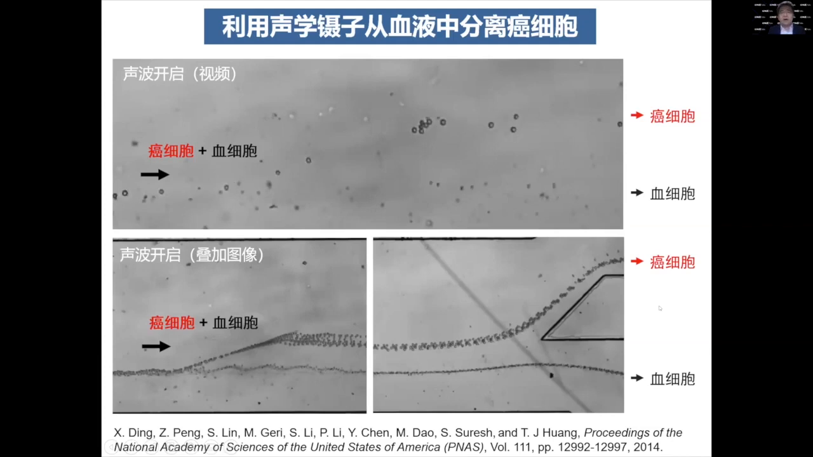And then we took our technology and did some refinement. We proved that we can separate cancer cells from blood cells. When the cancer cells and blood cells come together, because the cancer cells tend to have different sizes or different mechanical properties, they can be separated.